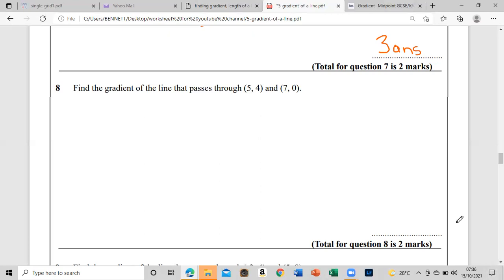And this is worth 2 marks. Not sure why it's worth 2 when they give you the points. But anyway, I could call this one x1, y1, and this one x2, y2.